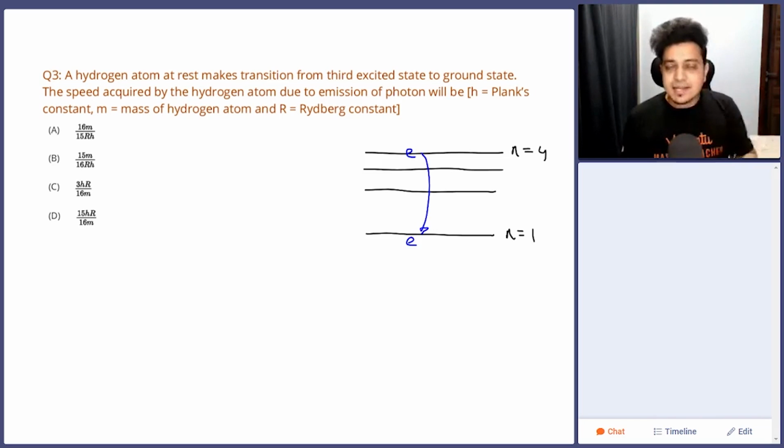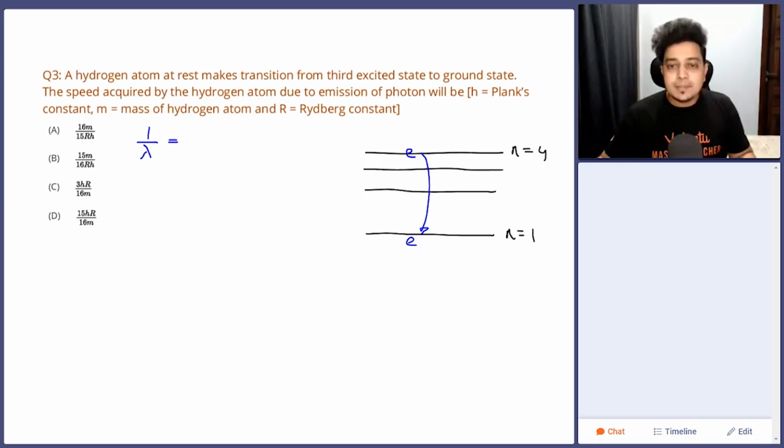Okay, so the excess energy it has, as per Bohr's model, will be thrown out in the form of a photon. So the speed acquired by the hydrogen atom due to the emission of the photon will be... h is Planck's constant, m is the mass of hydrogen, R is the Rydberg constant. So first of all, we can find out the wavelength of the photon that will be emitted.